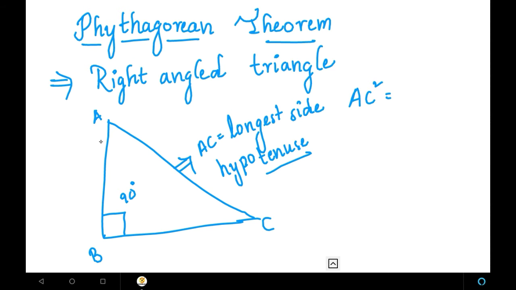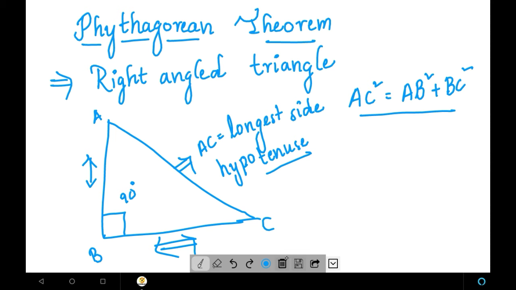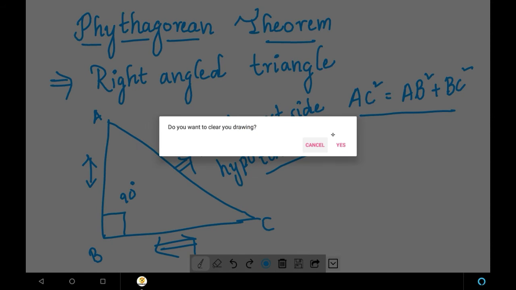What are the other two sides? AB is one side, BC is another side. So sum of squares of other two sides: AB square plus BC square. We are going to deal with this formula. This is Pythagorean theorem. So let us see a small example on Pythagorean theorem.